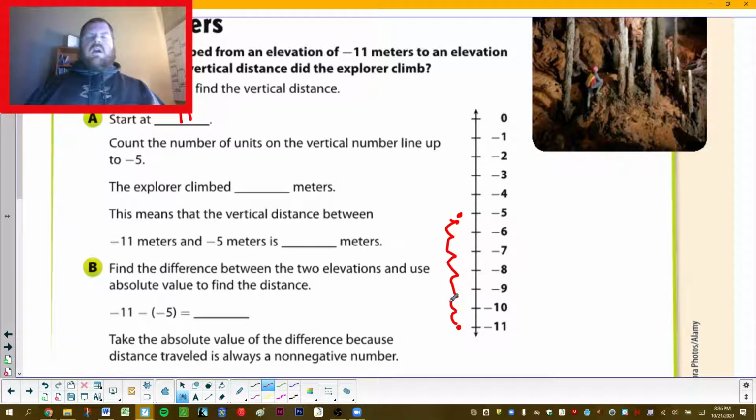So he climbed, I don't know if this is going to give too much away, but I'm going to say he climbed up. How many did I count? 1, 2, 3, 4, 5, 6. 6 meters. That means that the vertical distance between negative 11 and negative 5 is 6 meters.